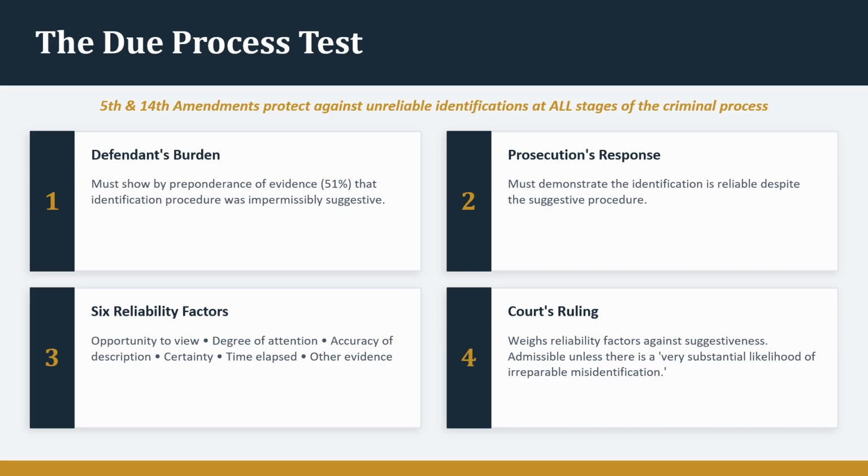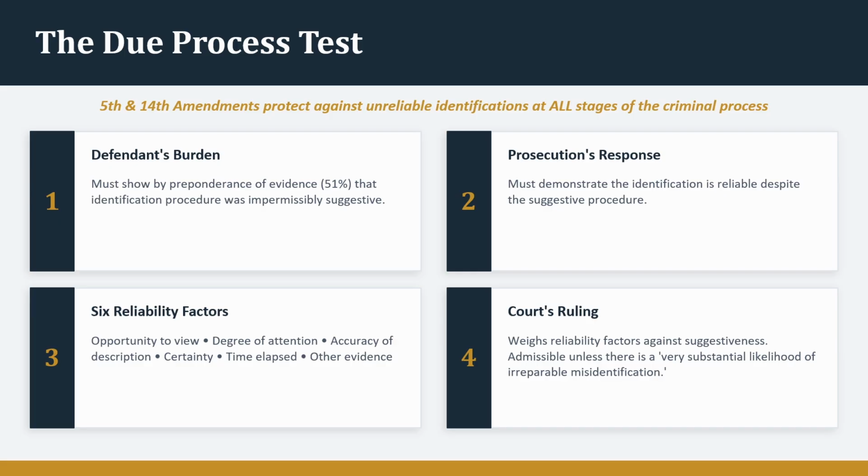The fourth is the level of certainty the witness expressed at the time of the identification, not at trial, but at the moment of the identification itself. The fifth is the amount of time that elapsed between the crime and the identification. And the sixth is any additional evidence connecting the defendant to the crime. Step 4. The court weighs those reliability factors against the corrupting effect of the suggestive procedure.